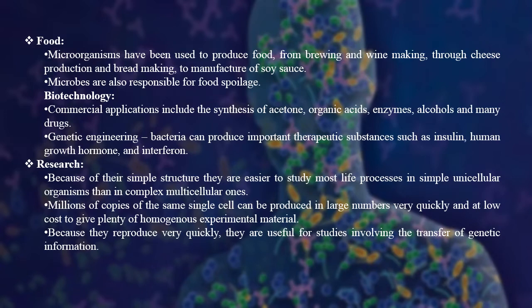And genetic engineering uses microbiology for producing bacteria that can produce important therapeutic substances such as insulin, human growth hormones and interferons. In research, microbiology is a vast field to study the small microorganisms which are simple in structure, and it is easier to study most life processes in simple unicellular organisms than in a complex multicellular one. Millions of copies of the same single cell can be produced in large numbers very quickly at a low cost to give plenty of homogeneous experimental material. Because they reproduce very quickly, they are useful for studies involving the transfer of genetic information.